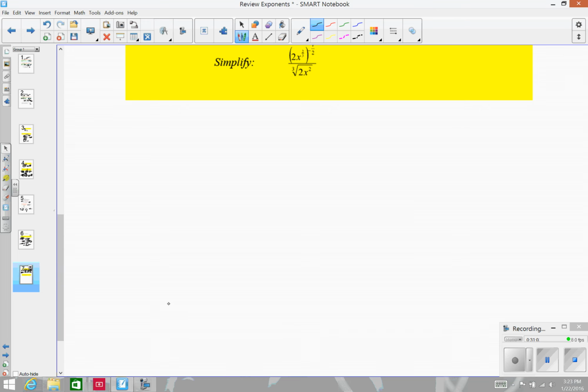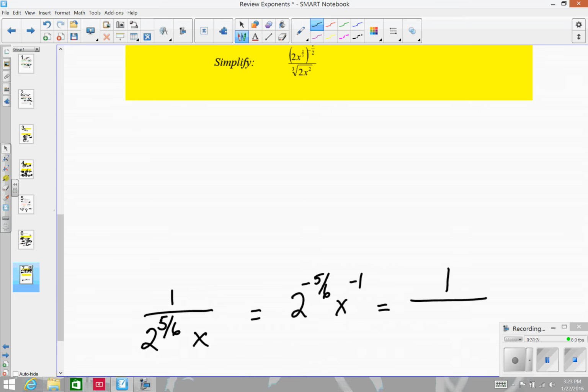I got one version as 1 over 2 to the 5/6 power times x. We could also write that as 2 to the negative 5/6 x to the negative 1. Some of you might also, just because you might see it this way on a multiple choice, be able to recognize that this is 1 over x times 6th root of 2 to the 5th.